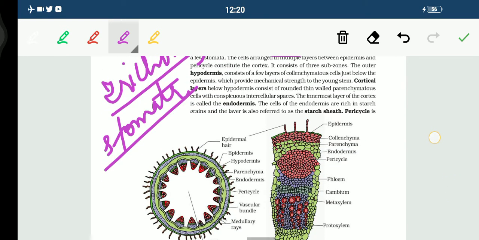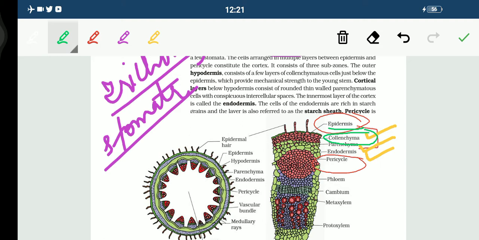constitute the cortex. So this region is cortex between the epidermis and the pericycle. So we have the collenchyma cells, we have the parenchyma cells and the endodermis. Right students? Now it consists of three subzones. The outer hypodermis, which consists of a few layers of collenchymatous cells just below the epidermis. So you all can see here, just below the epidermis we have the collenchymatous cells.